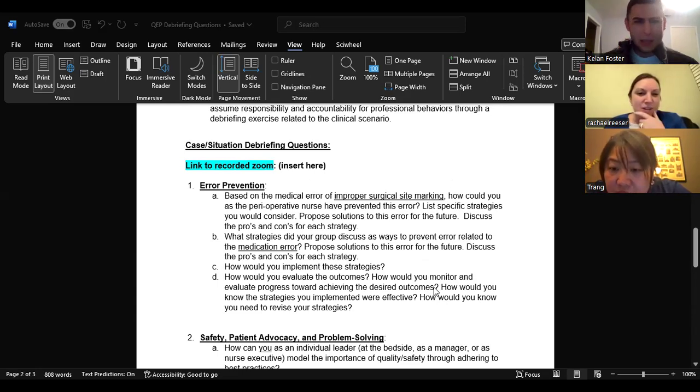Okay, what strategies did your group discuss as ways to prevent error related to the medication error? Propose solutions to this error for the future and discuss the pros and cons for each strategy.